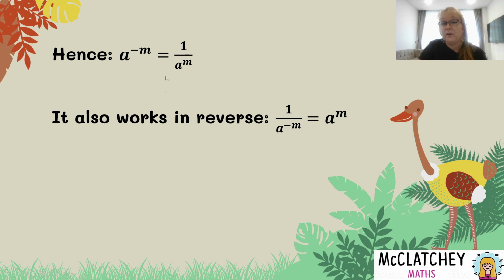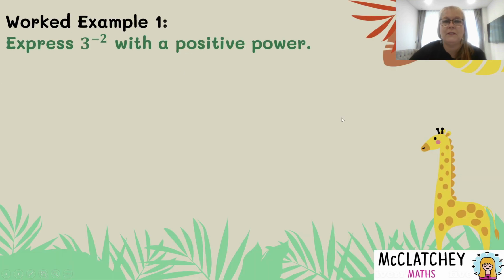It also works in reverse. So if I start out with a fraction and the fraction has a negative power in the denominator, I can simply change that back, get rid of the fraction altogether, turn it back into a whole number, and the power becomes positive. So let's see how this works with a couple of examples.